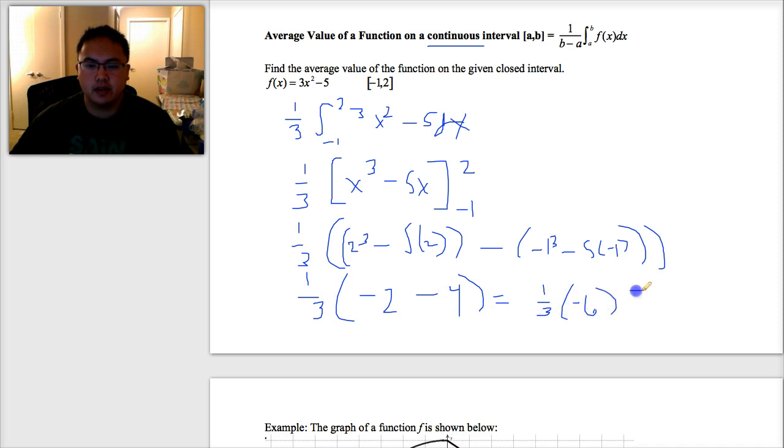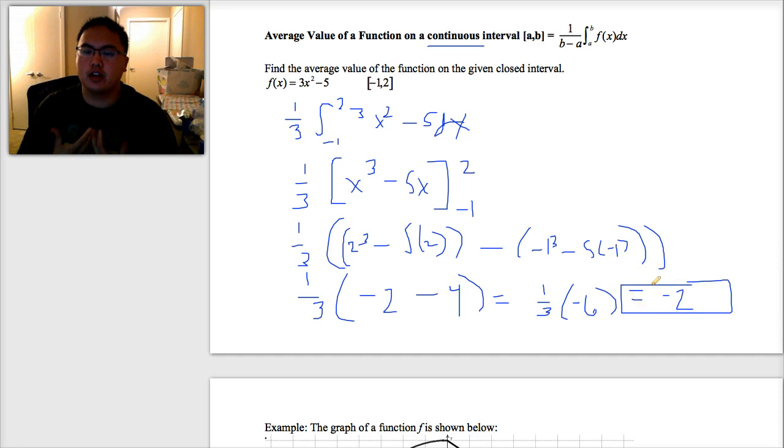And negative 6 divided by 3 is negative 2. So what you found, again, is that on average, this function between negative 1 and 2 will return values of about negative 2. Okay? Does that make sense?